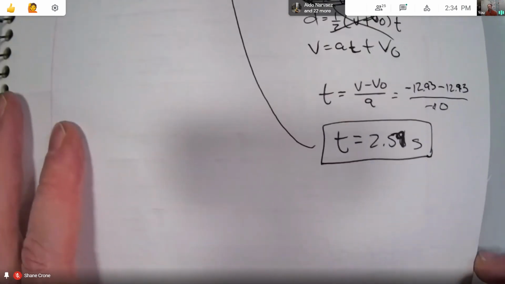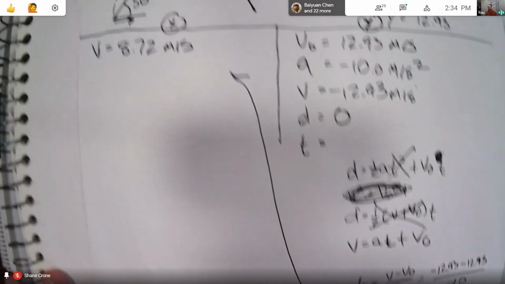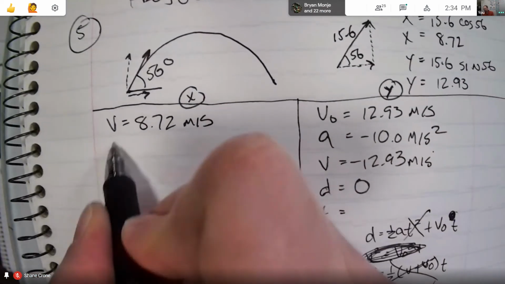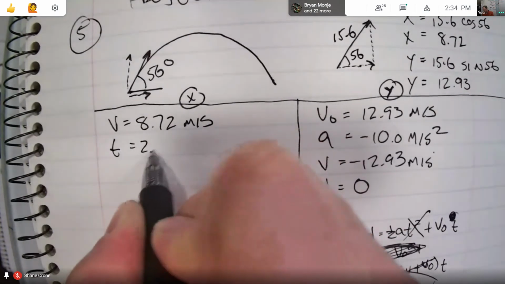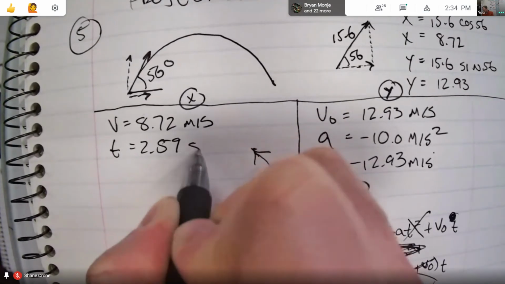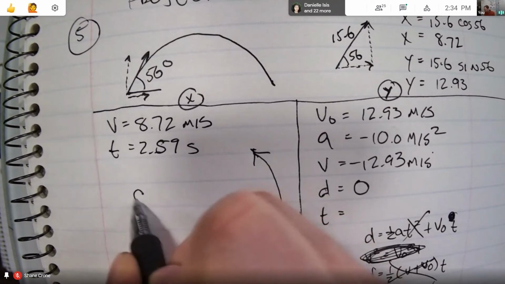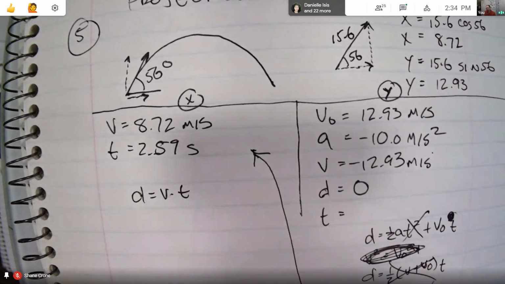So I just put a little arrow taking this guy all the way up here, and even though I was not originally given that information, I have it now. And that is just as good as if it had been given to me. Doesn't matter how I got it. I've got it. It's accurate. That's the right time. It was moving horizontally for 2.59 seconds at 8.72 meters per second. Therefore, d is equal to v times t.